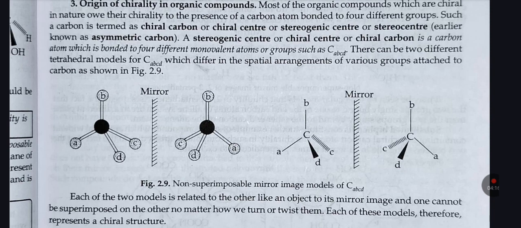There can be two different tetrahedral models for CABCD, which differ in the spatial arrangements of various groups attached to carbon. Figure 2.9 shows non-superimposable mirror image models of CABCD. Each of the two models is related to the other like an object to its mirror image, and one cannot be superimposed on the other no matter how we turn or twist them. Each of these models, however, represents a chiral structure.